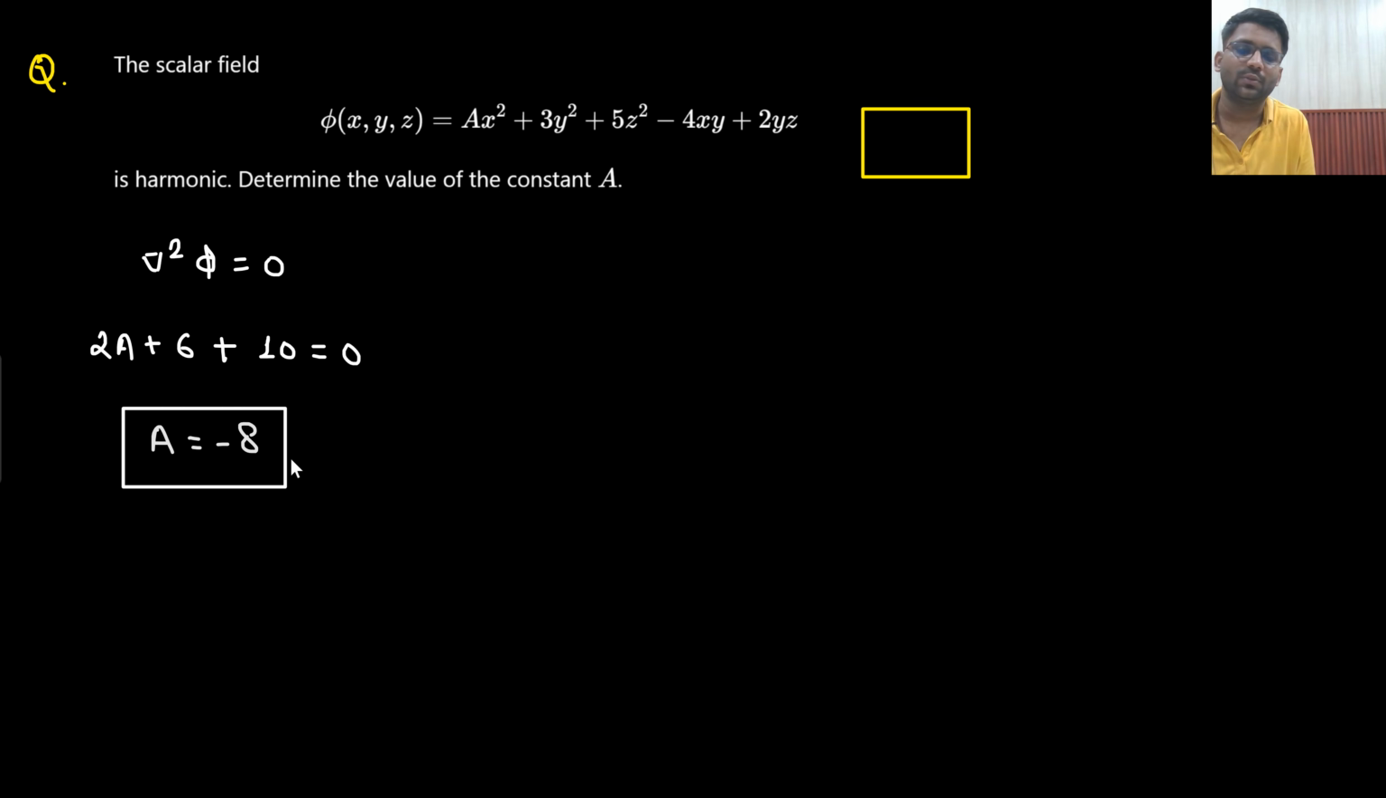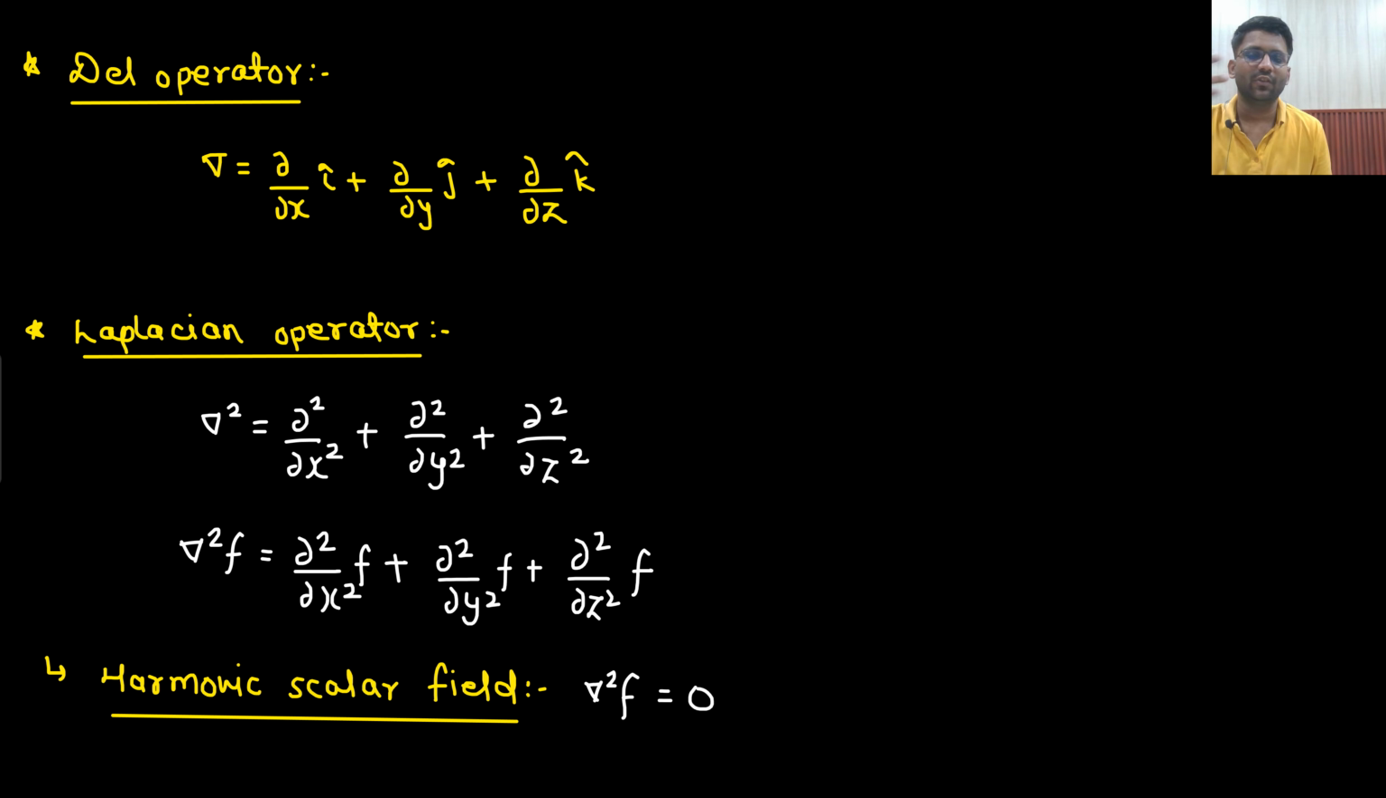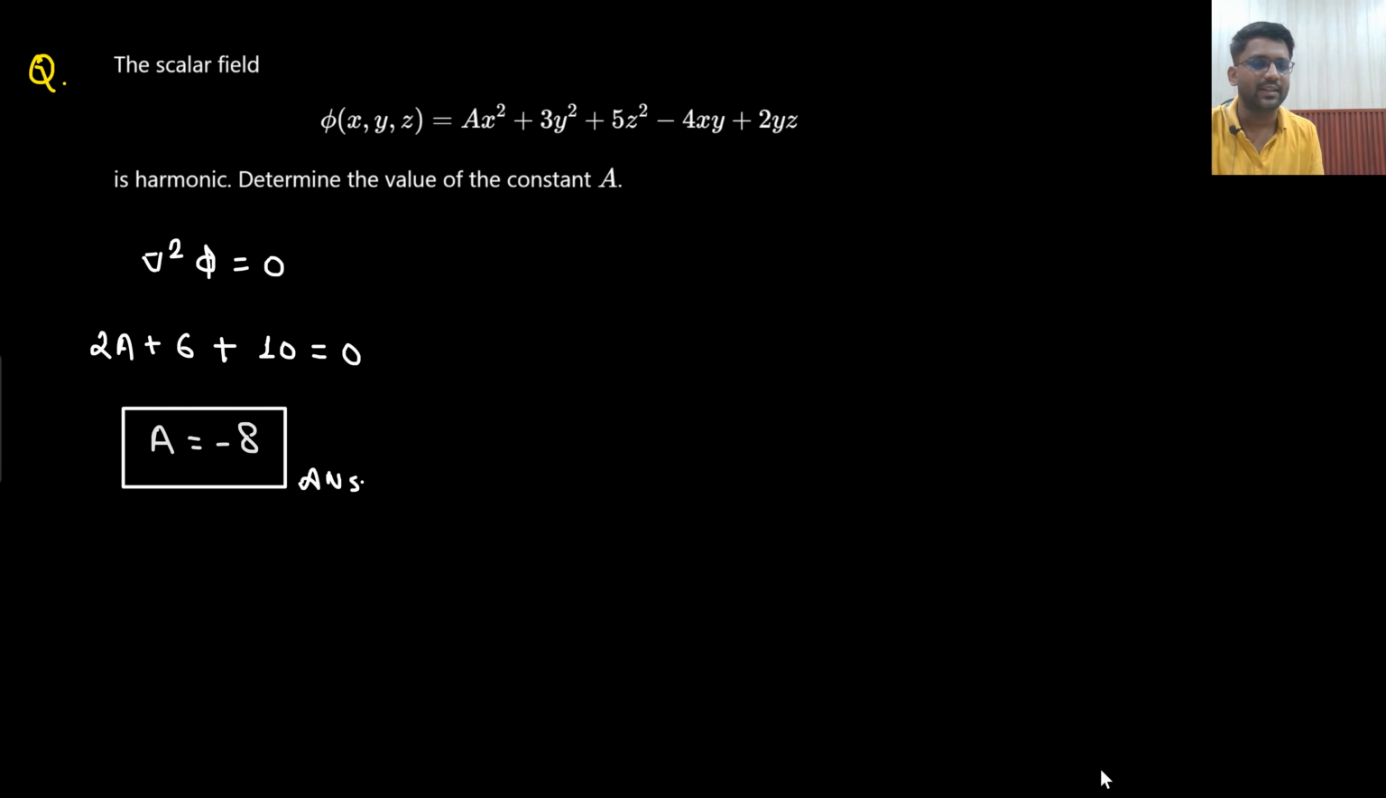Okay, so this is how we need to solve the question. Partially differentiate with respect to x 2 times, plus partial differentiation with respect to y 2 times, and partial differentiation with respect to z 2 times. Add all of them, get the answer. So this is the meaning of Laplacian. Not very important, but who knows, one question might be asked in 1 mark that if your scalar field is harmonic, then find out the value of A.